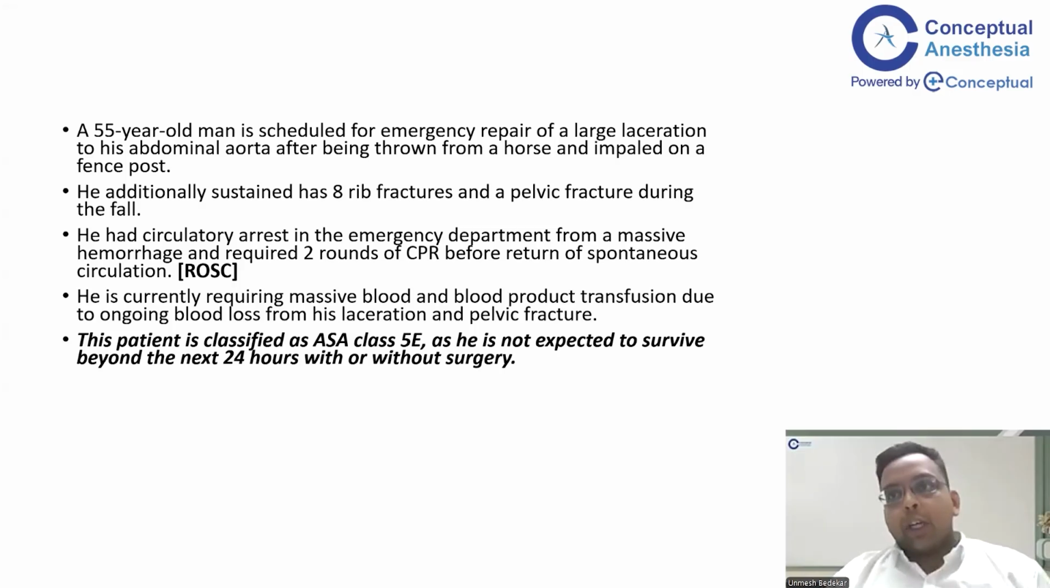So, any patient undergoing any surgery in emergency will be graded as ASA class 5. If the surgery is not done, then the patient will not survive.